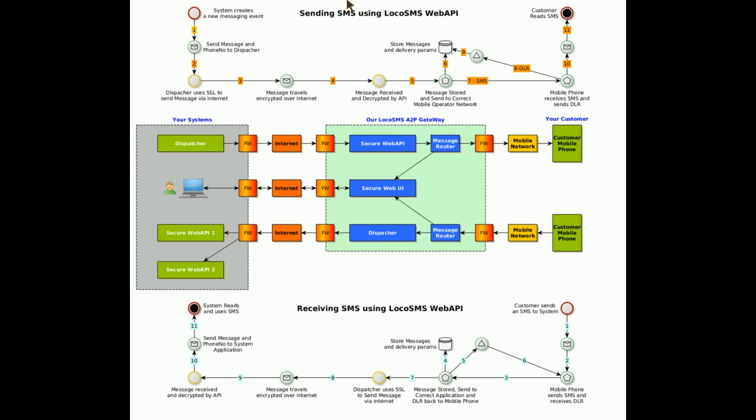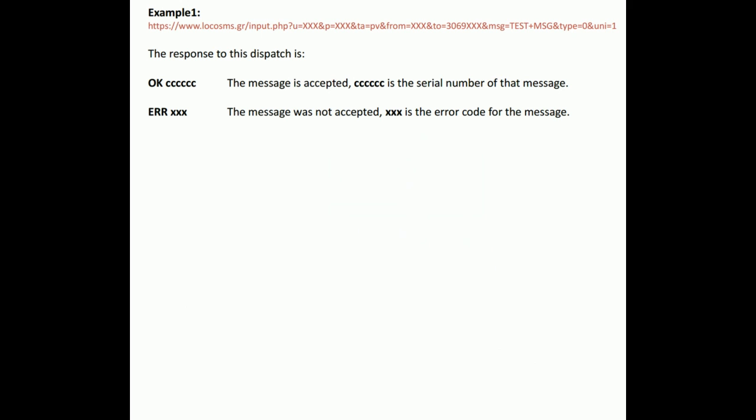Let's see now what your dispatcher has to do. Simply embed in a URL the message body and the destination mobile phone number. As our Web API requires SSL, the URL starts with HTTPS. In order to access our API, you must have a valid account, so there is the requirement for username and password. You have to put the mobile phone and the message body in the relevant parameters. All other parameters can be omitted and the default values will be used.